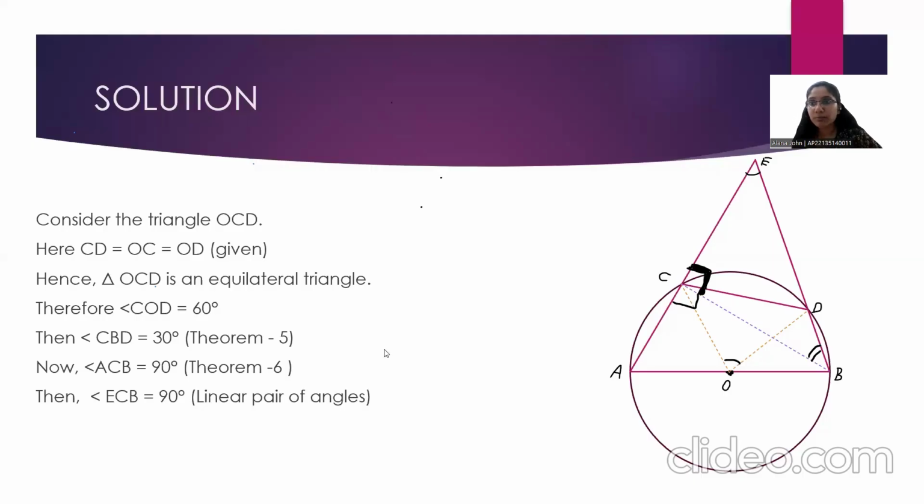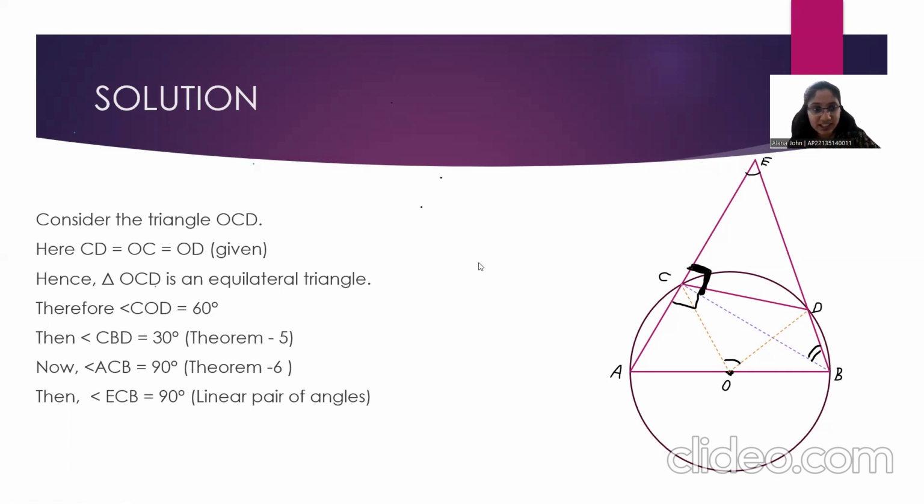Now our problem becomes much easier. We have obtained this angle to be 90 degrees, and we have this angle at B to be 30 degrees. The problem is to find the angle E. And which triangle should be considered so that the angle E will be obtained easily? See, here, consider the triangle ECB.